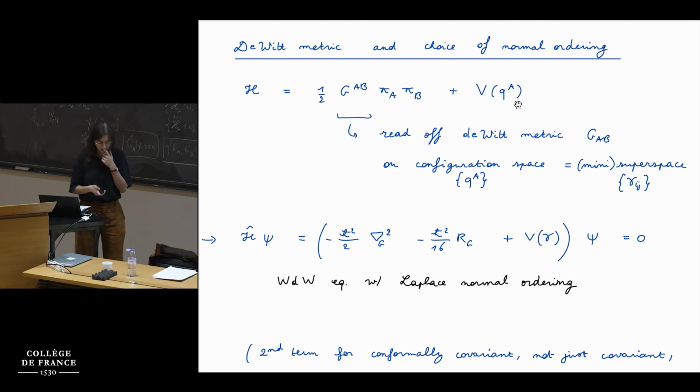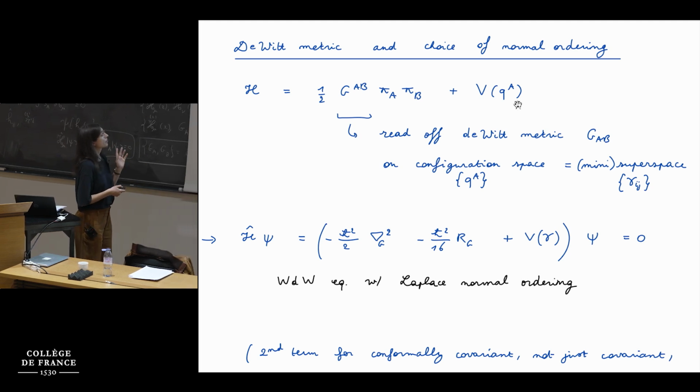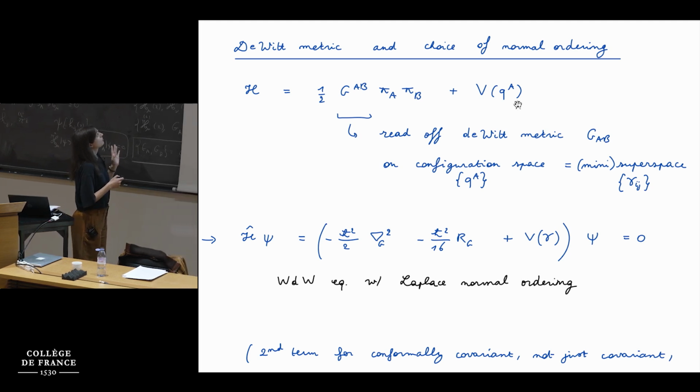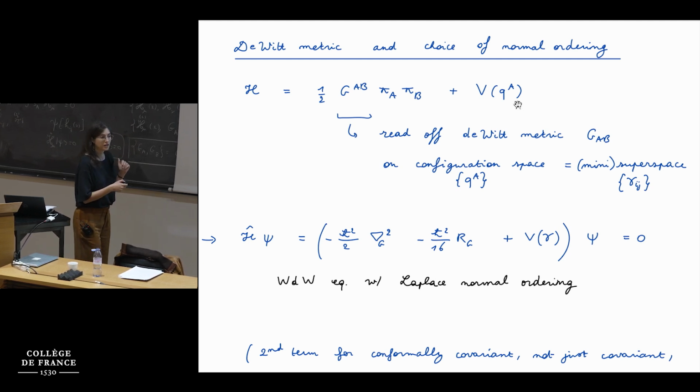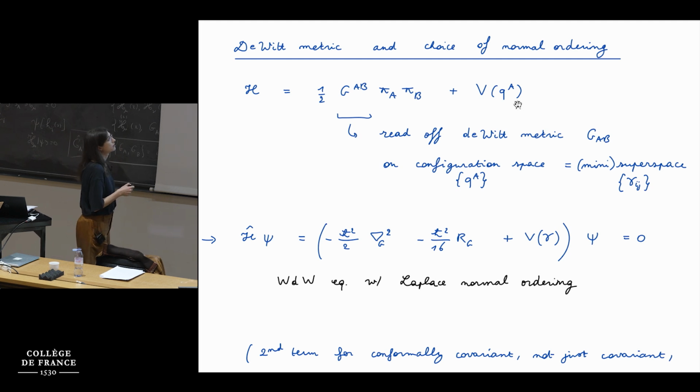Good. Then, here in this slide, I mainly wanted to discuss the DeWitt metric because we'll need it in the next slide. But I'll also write a normal ordering choice, which is different from the volume time Schrodinger form.